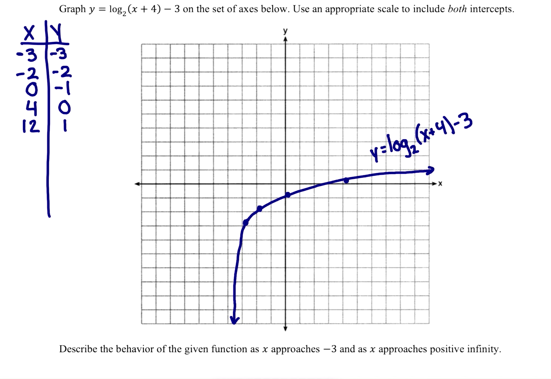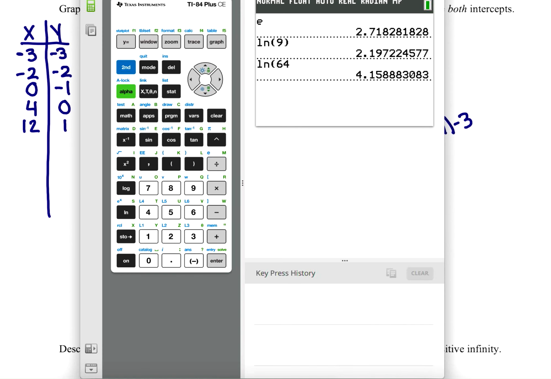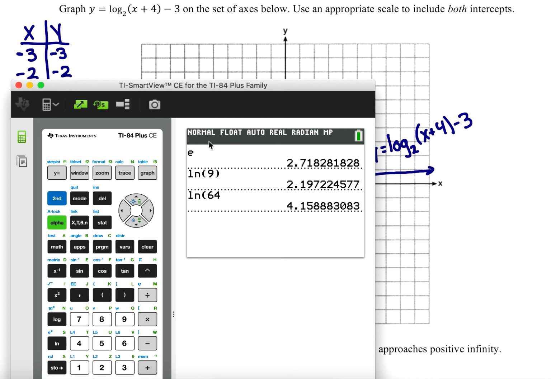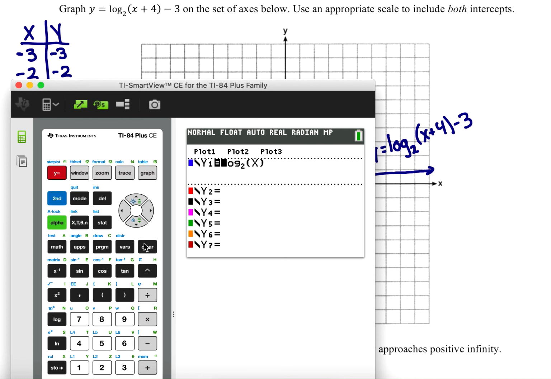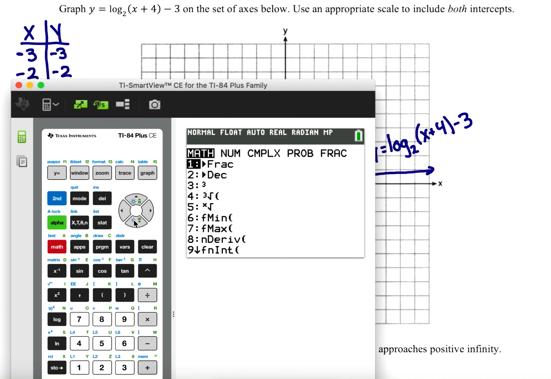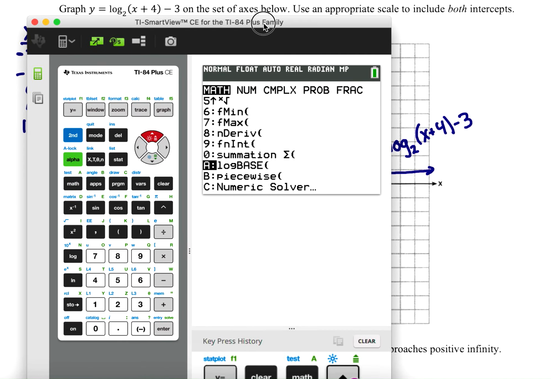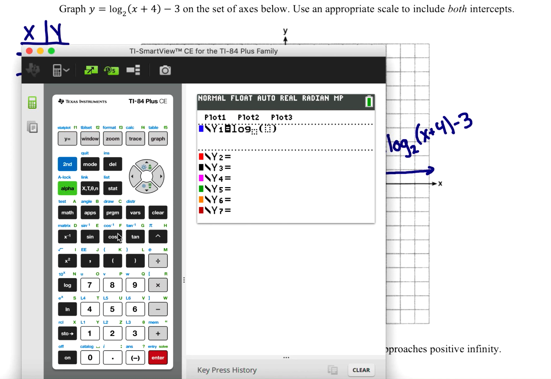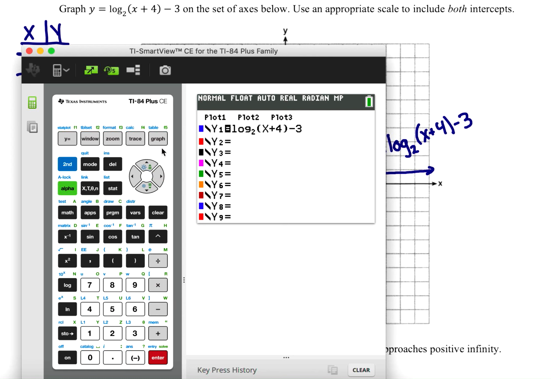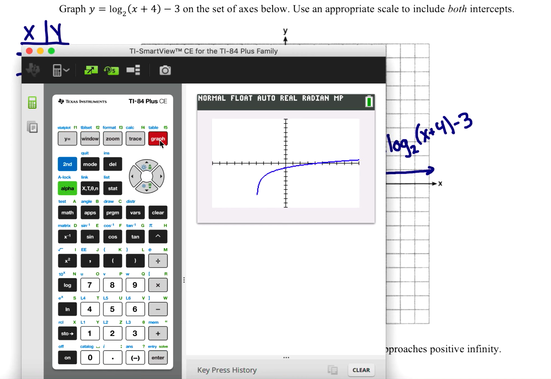And let's take a look at how to do this in your calculator. I'm going to go to y equals. It's already there, but we'll go to math and go down to log base. If you have a TI-84, press enter. It'd be log base 2 of x plus 4. Then get out of the parentheses. We've got to subtract 3. Press enter. Graph. That's going to look like that.